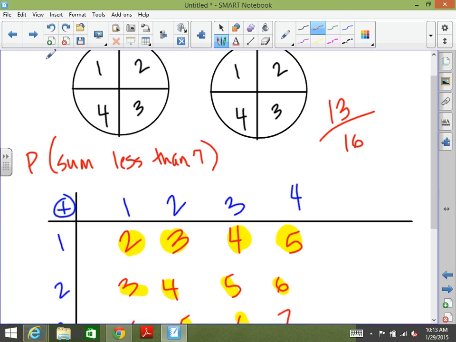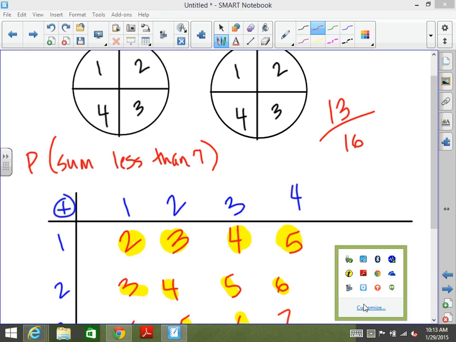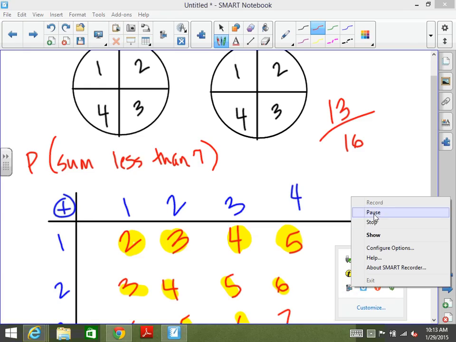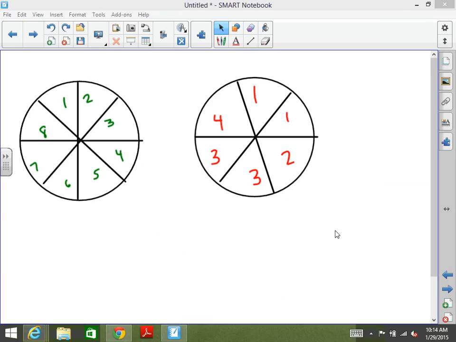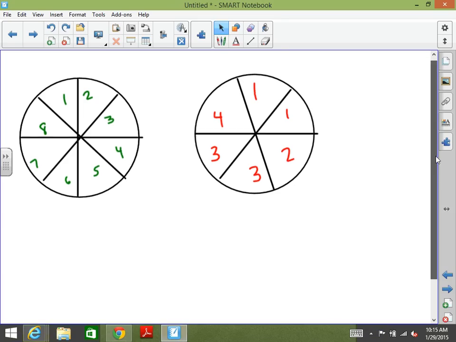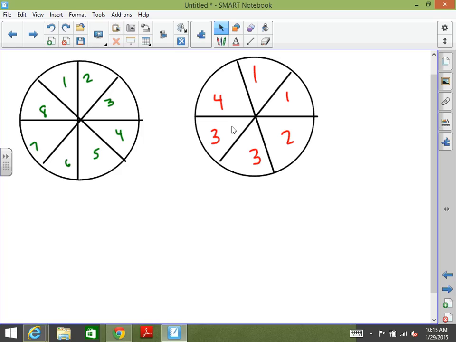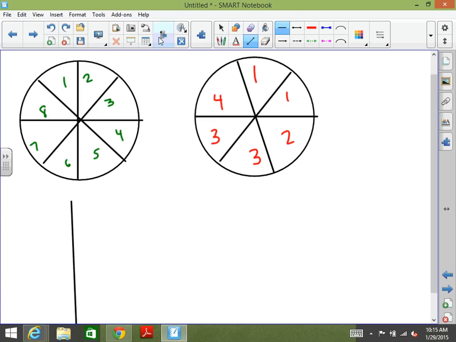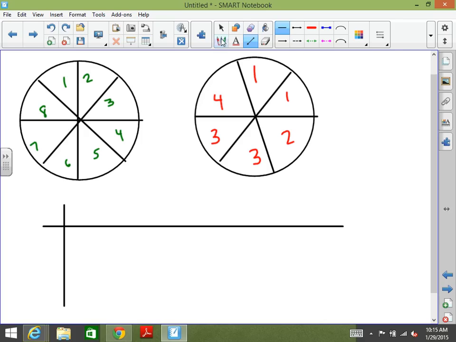All right, let's go to the third question on your sheet. Go ahead and get your chart set up. Okay, for number 3, this one looks a little different. Our first spinner looks normal, but this second spinner looks a little odd. Okay, let's go ahead and build our chart. Well, if I can get a straight line going here, that would be nice. Okay, let's go ahead and do our first numbers on this top row here. So 1 through 8.